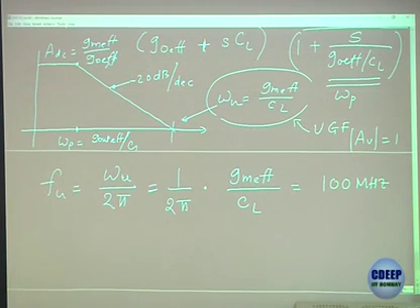Which one are we talking about? Omega u or omega p? Omega p will be g out effective divided by C L, because it is a smaller number. And omega u, unity gain frequency, will be multiplication of these two, A DC times omega p, correct. And then the G O effective cancels out, and then you get G M effective divided by C L, alright.